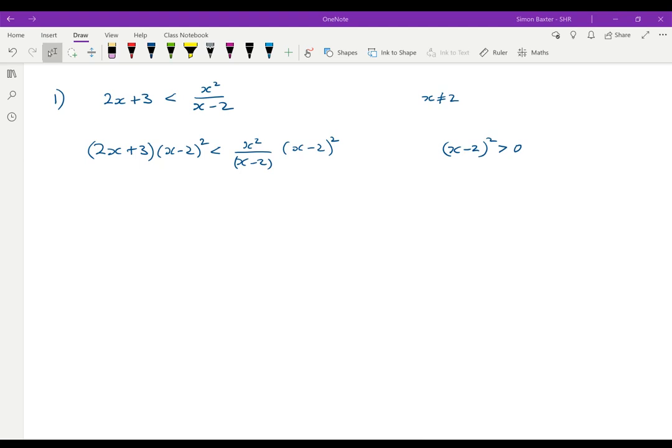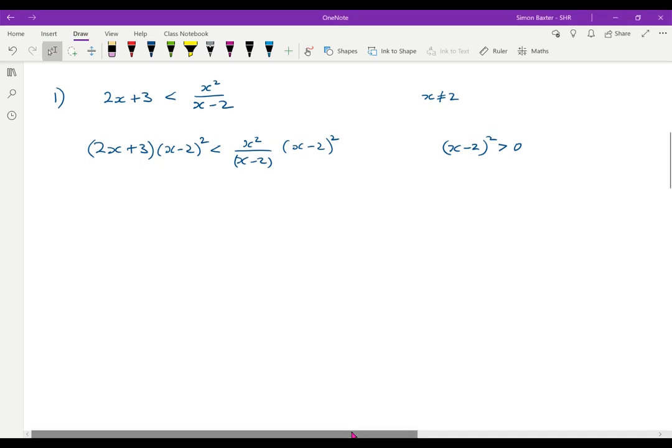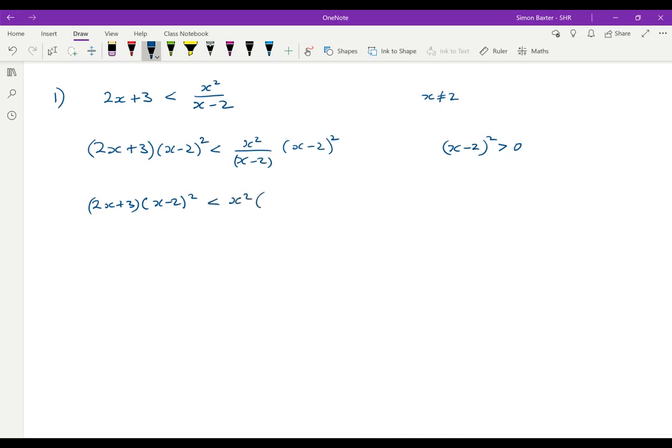A little bit of algebra now, and we will get that (2x plus 3)(x minus 2) squared is less than x squared (x minus 2). What are we going to do next? Some people might multiply out. They would not be doing something sensible. Because we are multiplying by x minus 2 squared, there will always be, as it were, a surplus, an extra factor of x minus 2.